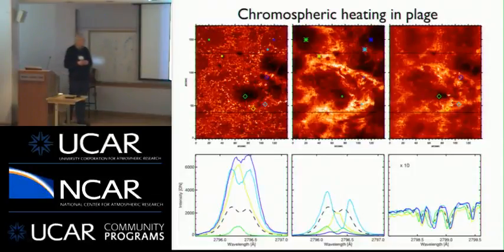Now I go to plage, the other case. So this is ongoing work that will be submitted very soon. So this is with Jorrit Lennartz and Bart De Pontieu. And Jorrit also showed this figure yesterday. So here the big symbols correspond to the same colored profiles in magnesium k in the lower panel. And here you have another set of examples.